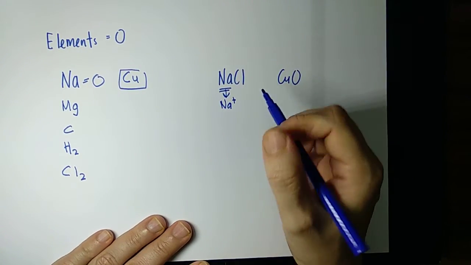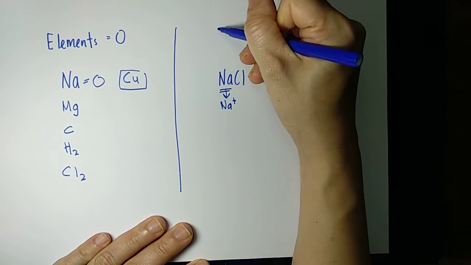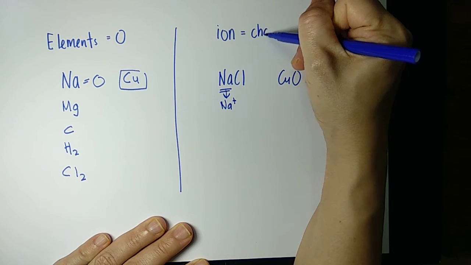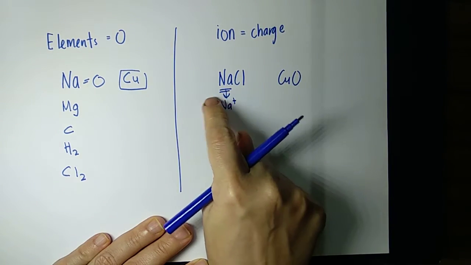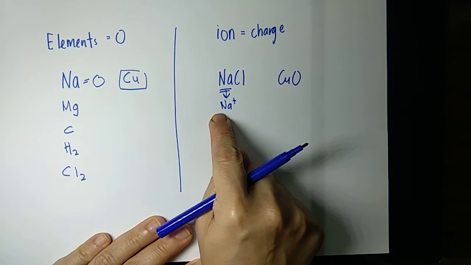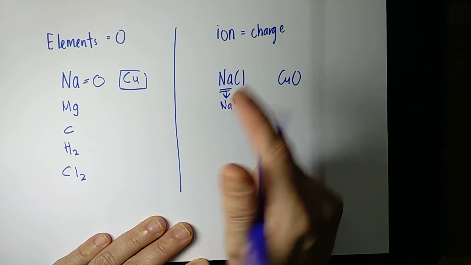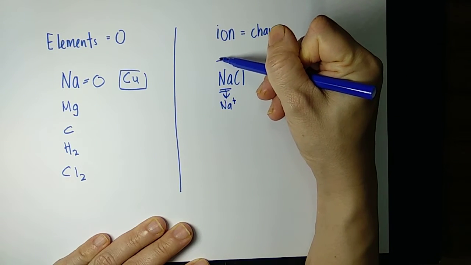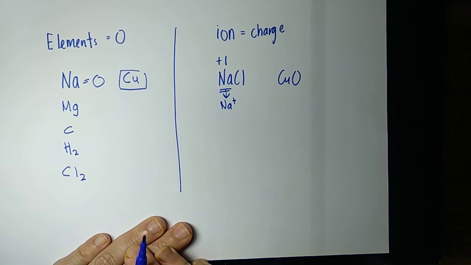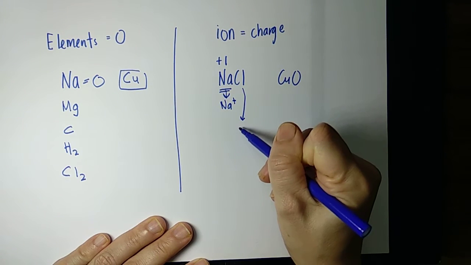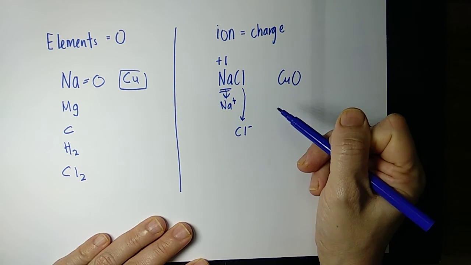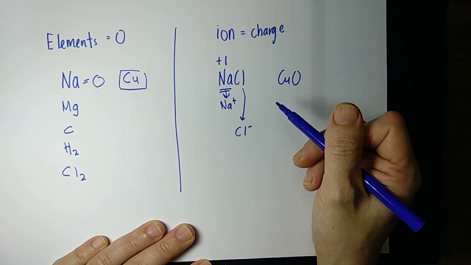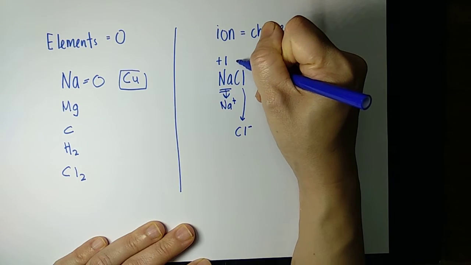Okay, now the second thing is the oxidation state of an ion is the same as its charge. For example, sodium in sodium chloride is actually a sodium ion and the charge is positive 1. Therefore, the oxidation state of sodium in sodium chloride is positive 1. The same way, chlorine here is actually a chloride ion with a charge of negative 1. So the oxidation state of chlorine in sodium chloride is negative 1.